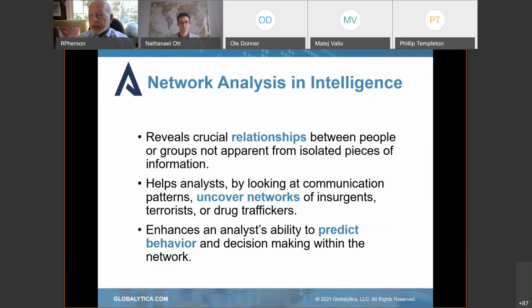Lastly, one of the reasons you're doing it is that if you understand the network, you have a good map of what's there, then you can anticipate what's going to happen within that network. So it allows you to predict behavior and to track, for example, where a decision is in the process. Where are people going? Who's talking to whom? How does this work its way forward?